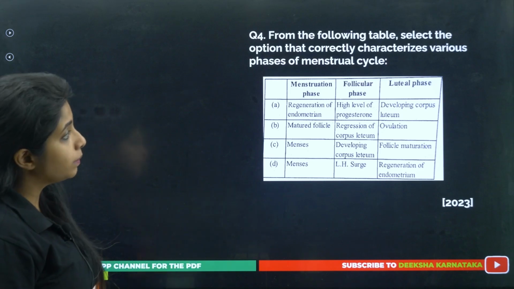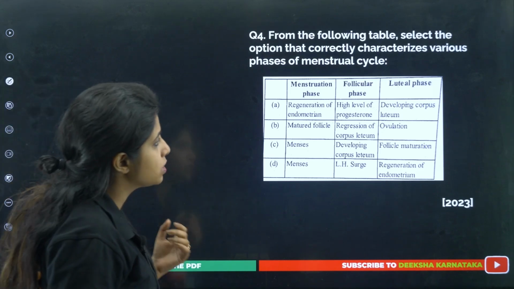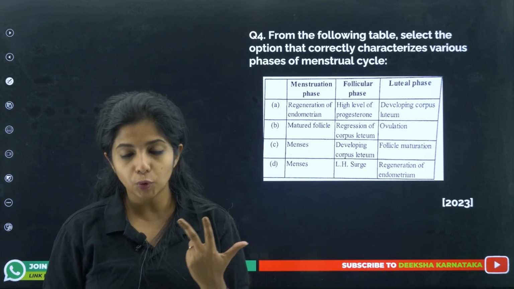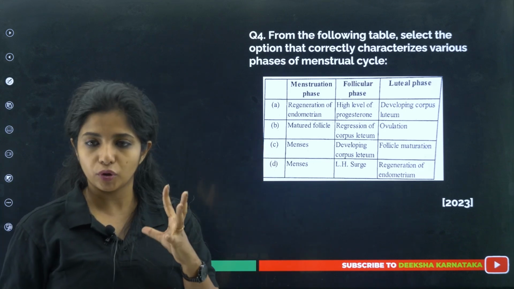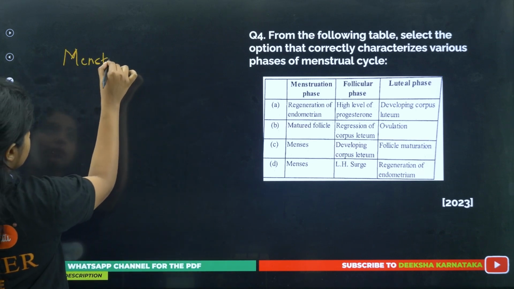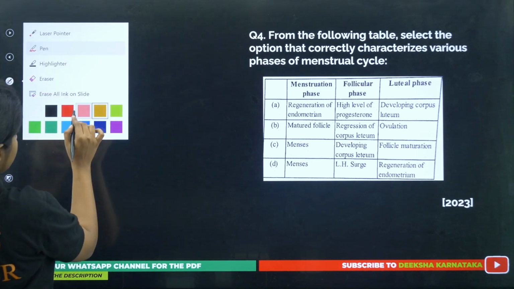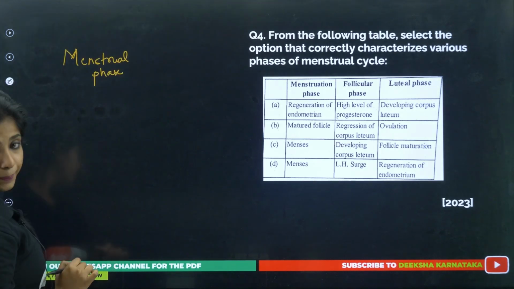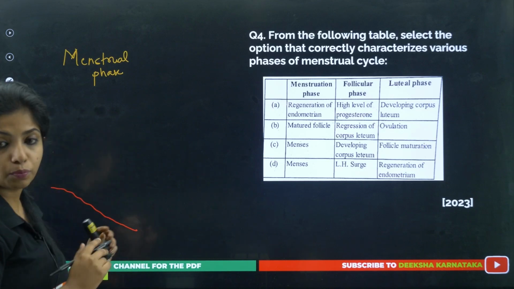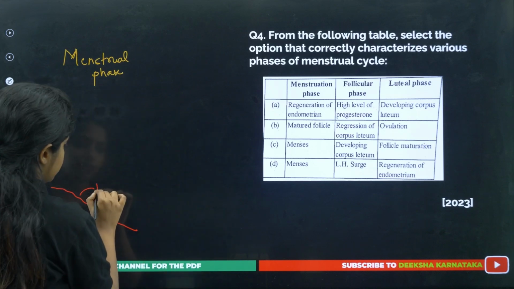Next, from the following table, select the option that correctly characterizes various phases of menstrual cycle. So there are 3 phases: menstrual phase, follicular phase and luteal phase. Okay, I'll be just giving you a hint about all these things. What happens in menstrual phase is that the endometrium is being broken down, it is shut down. You call this menses.